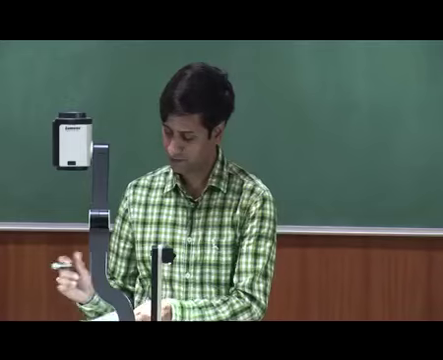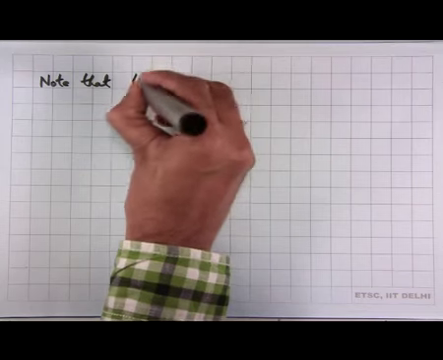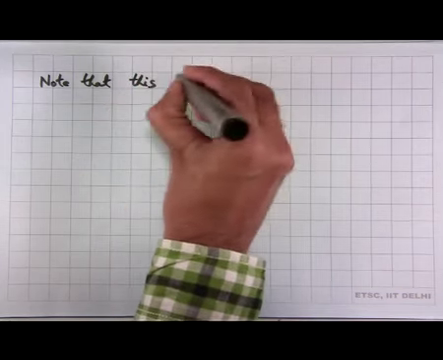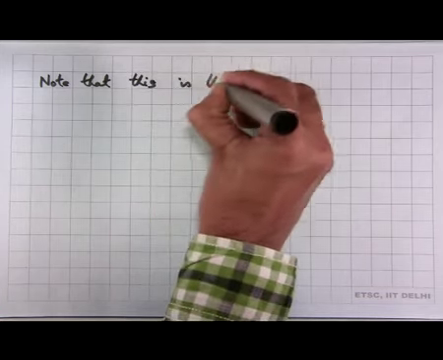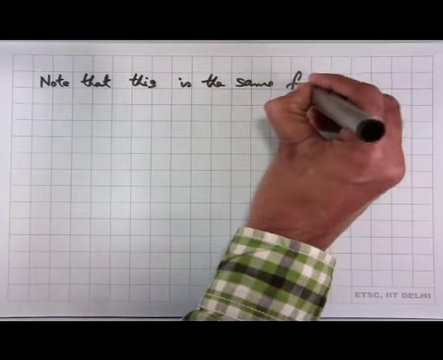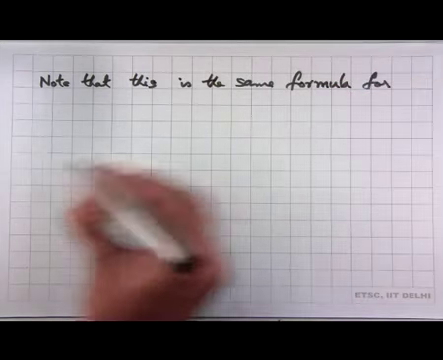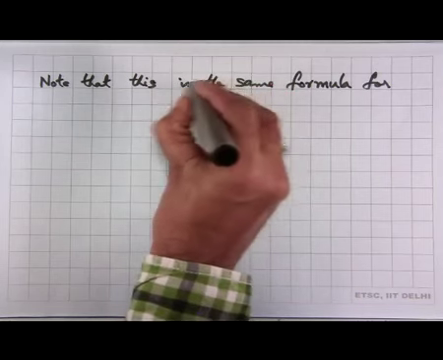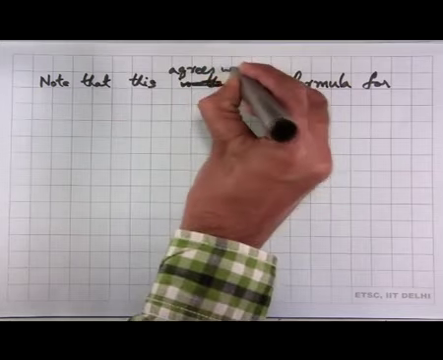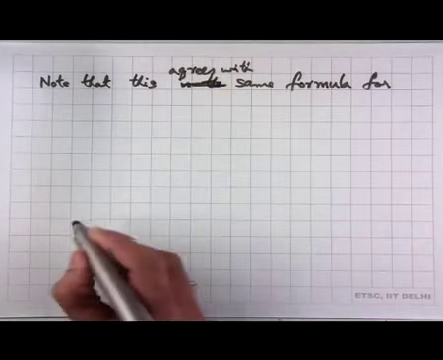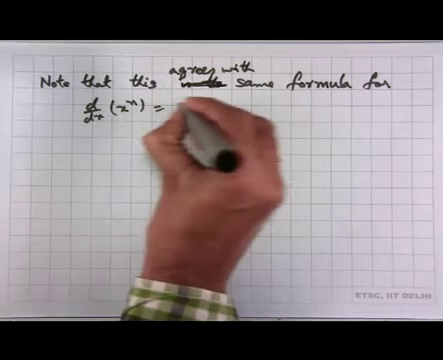Note that this, I can write that this is the same formula for, let me write this, agrees with the formula for d by dx of x to the n equal to n x to the n minus 1.